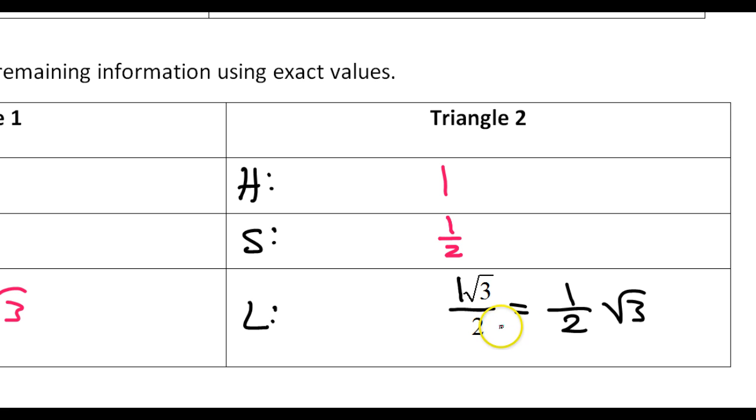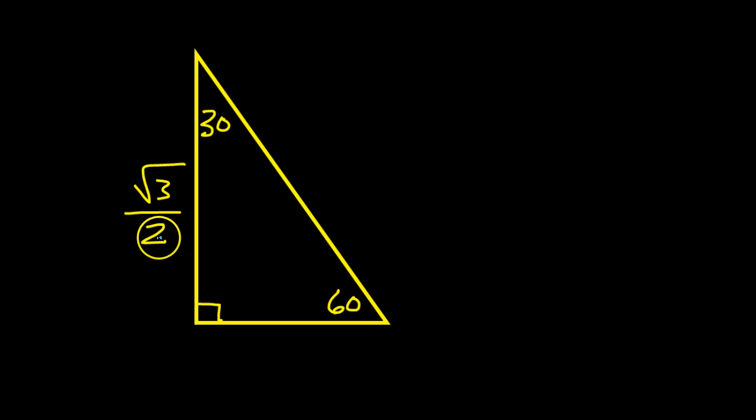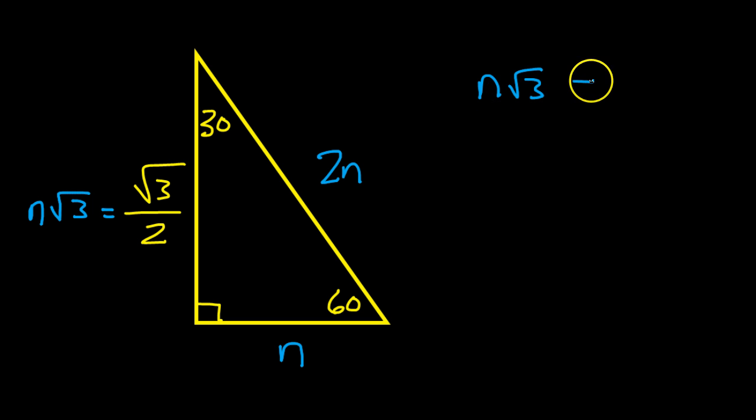Let's see. Well, what if you didn't notice that this would be the same thing as 1/2 radical 3? Is there any other way you could have gotten this, just by looking at it as a regular radical 3 over 2? Well, let's take a look back. So if you just look at this as radical 3 over 2, then what you need to do is do the pattern. So the short leg is n, the hypotenuse would be double n, and the long leg should be n radical 3. That means n radical 3 should equal radical 3 over 2. Let's do that off to the side. So n radical 3 should equal radical 3 over 2.